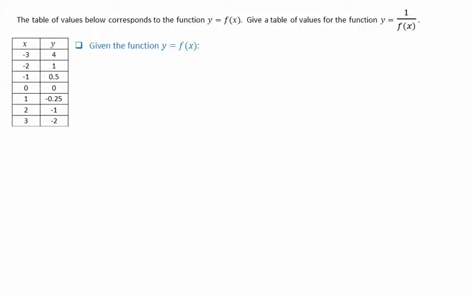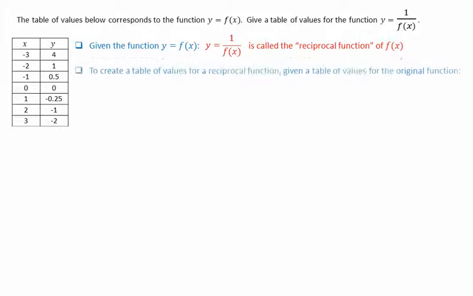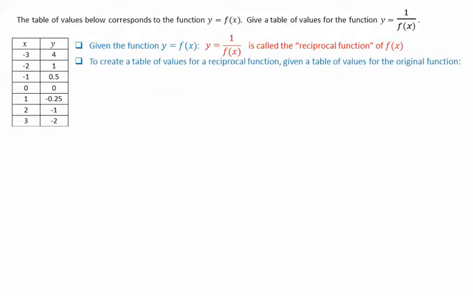Given the function y equals f of x, y equals 1 over f of x is called the reciprocal function of f of x. To create a table of values for a reciprocal function, if given a table of values for the original function, for each point x comma y on f of x, the point x comma 1 over y is on the reciprocal function.